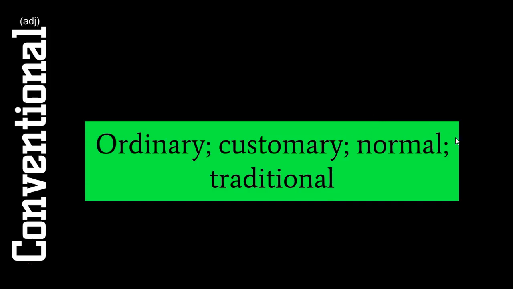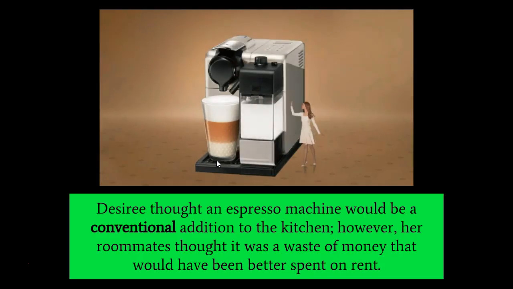So conventional, this is kind of going off with the definition of normal, traditional, and ordinary. The idea that this is a normal and ordinary thing to have in the kitchen. And then ultimately the disagreement saying that this is actually extraordinary and a unique thing to have, and possibly an unnecessary thing to have in the kitchen.